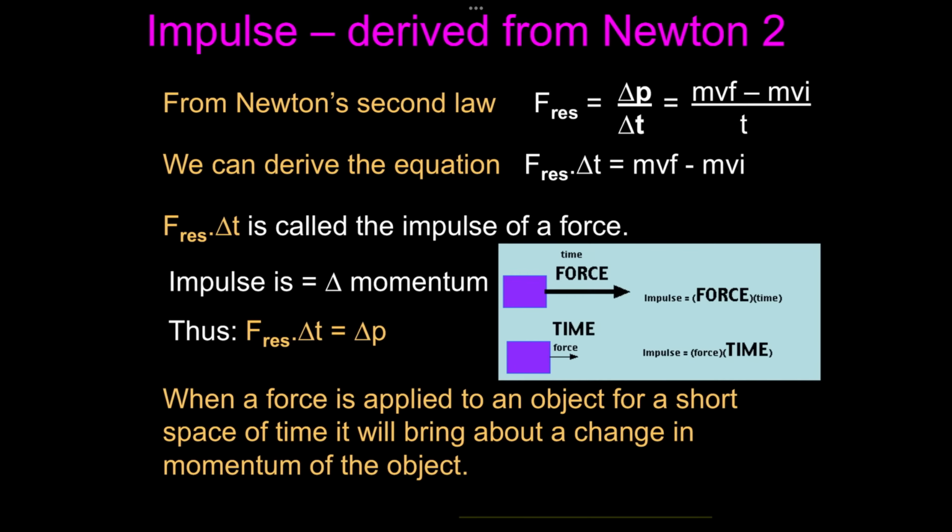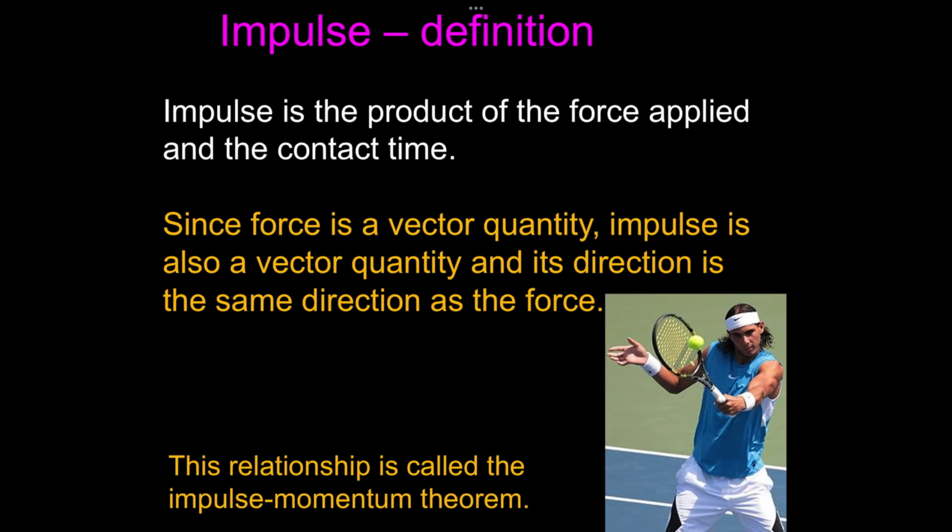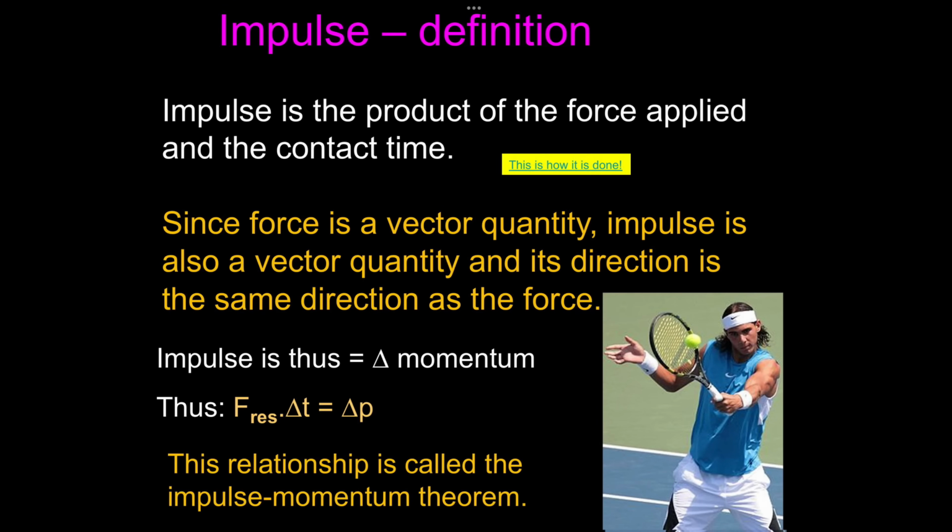Let's dive deep into impulse by starting with the definition. So the impulse is the product of the force applied and the contact time. That is the impulse. Since force is a vector quantity, impulse is also a vector quantity, and its direction is the same as the direction of the force, right? You will see this in detail when we start solving some problems. Like we've said before, impulse is equal to the change in momentum.